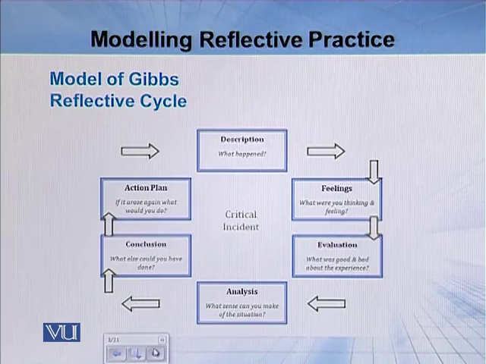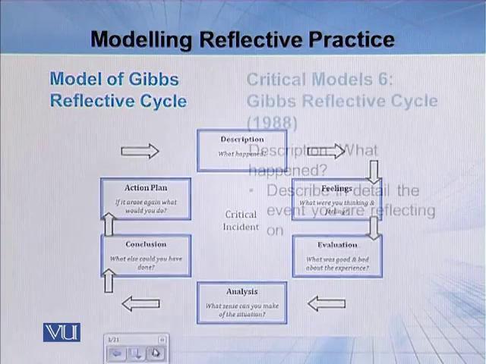After the evaluation comes the analysis. What sense can you make from what happened? Again, linking it to theory or concept. And from this, the teacher can make some conclusions, come to some sort of decisions, which will lead into action. And of course, then from action, there will be another chance for description. So again, we get that spiral of thinking.